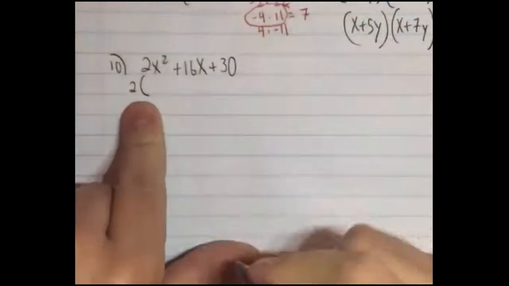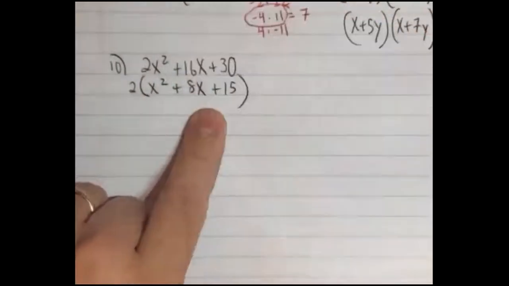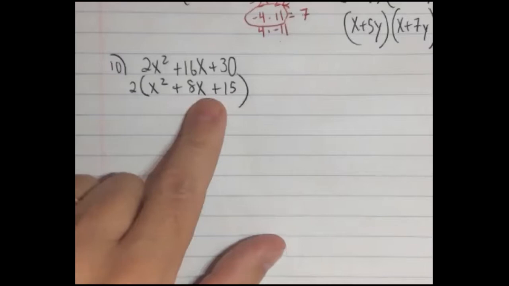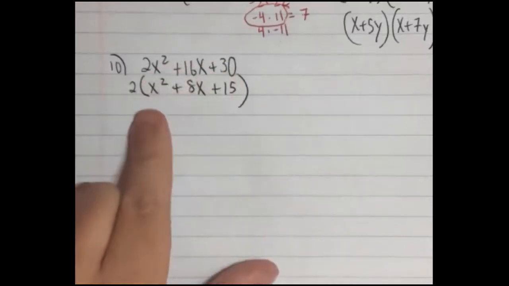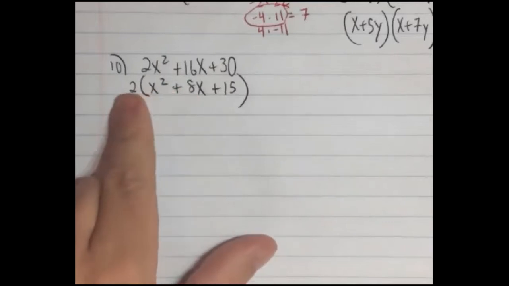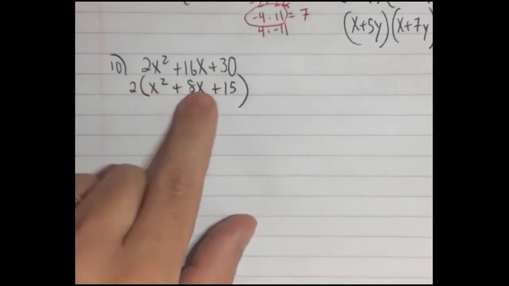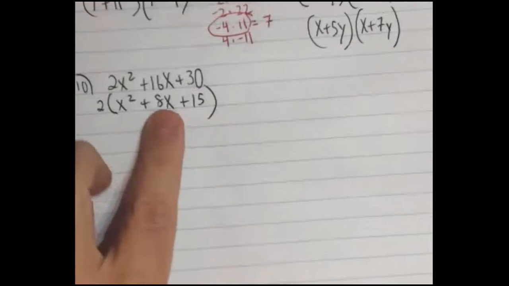Well, the GCF would be 2. In other words, I've got to factor out a 2 first. So when I factor out a 2, this is what the trinomial turns into. I'm dividing 2 out of these three terms. So I get the 2 out here, and then x squared plus 8x plus 15. Now I've got to factor this.